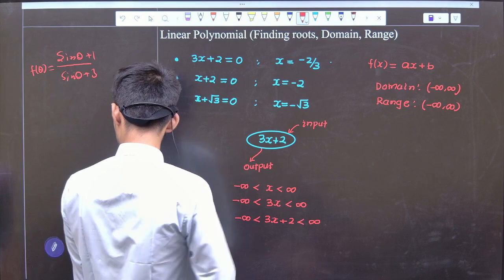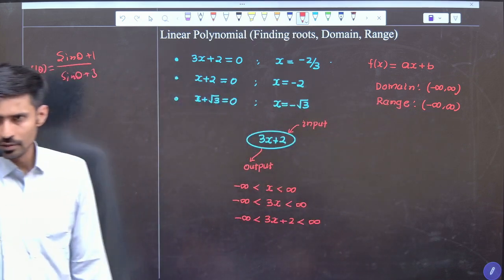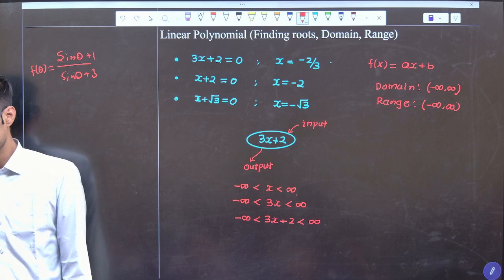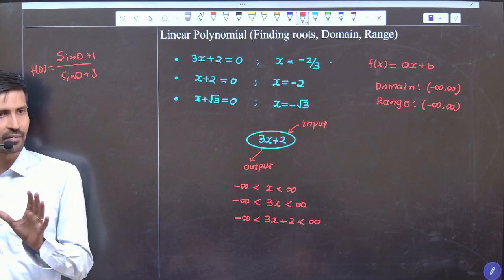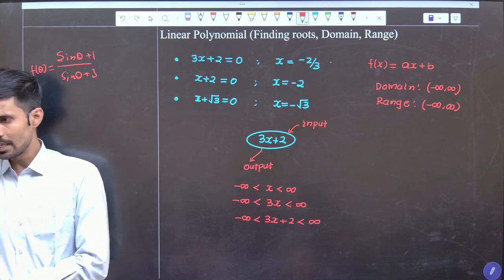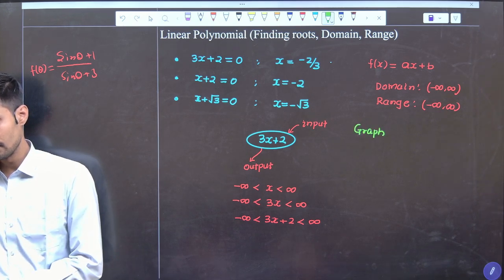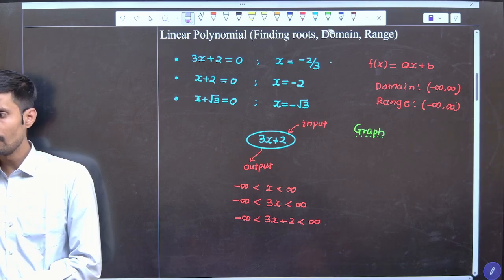Why are you coming here? You go there. Yes, na? Okay. So that is done. And now I'm going to tell you some more. One word I have left here: graph of linear polynomial. So see, I'm going to explain the graph here. Graph of what? Linear polynomial.